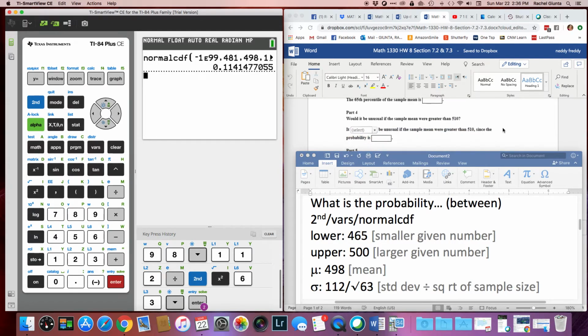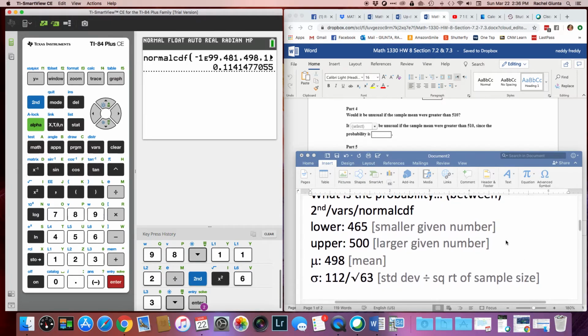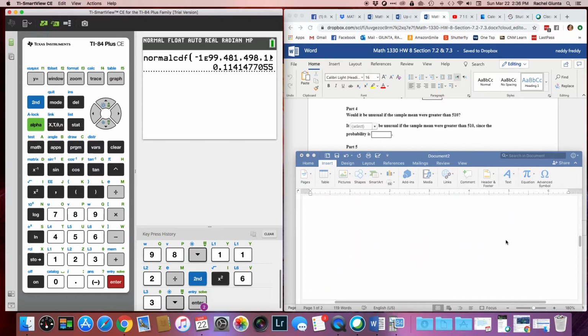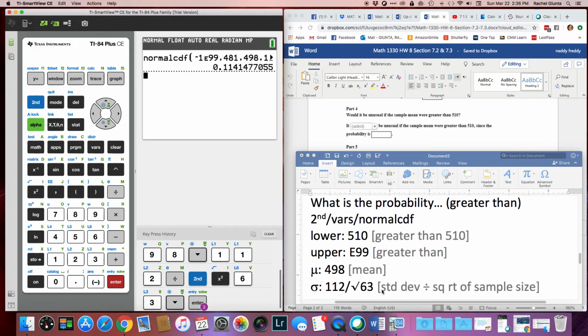And then if it's a greater than, which in this case it also has a would it be unusual. So would it be unusual, you calculate it as though it said what is the probability. This one happens to be greater than, so you'd use the given number as 510, since that's the smallest it can be, and then greater than 510 is going to be 510 up to positive E99. And then the same mean and standard deviation from the top part of the question.